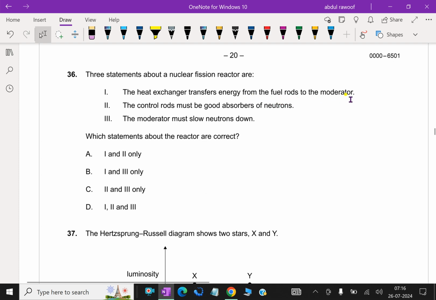Next one. Three statements about a nuclear fission reactor are: the heat exchanger transfers energy from the fuel rods to the moderator. No. Then the control rods must be good absorbers of neutrons. Excess neutrons must be absorbed by the control rods. Third one, the moderators must slow neutrons down. So 2 and 3 are correct. So option C.